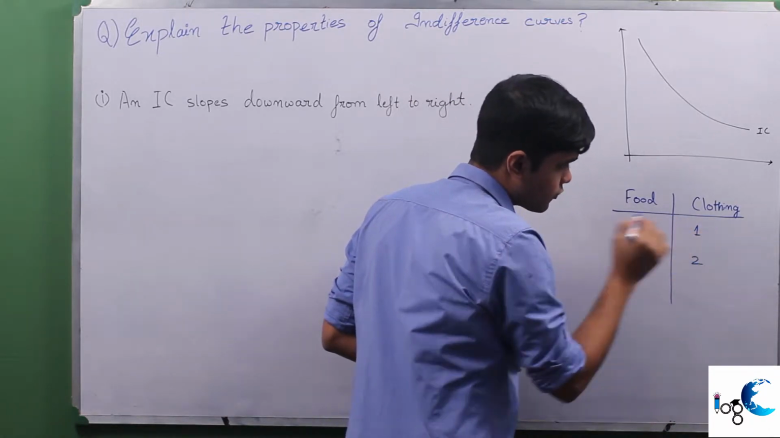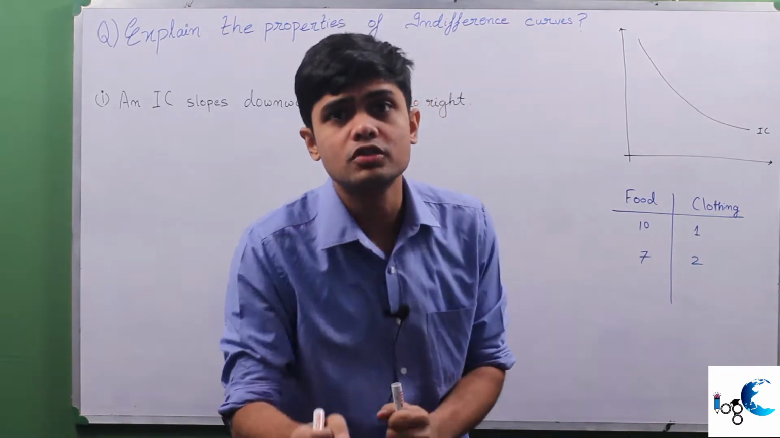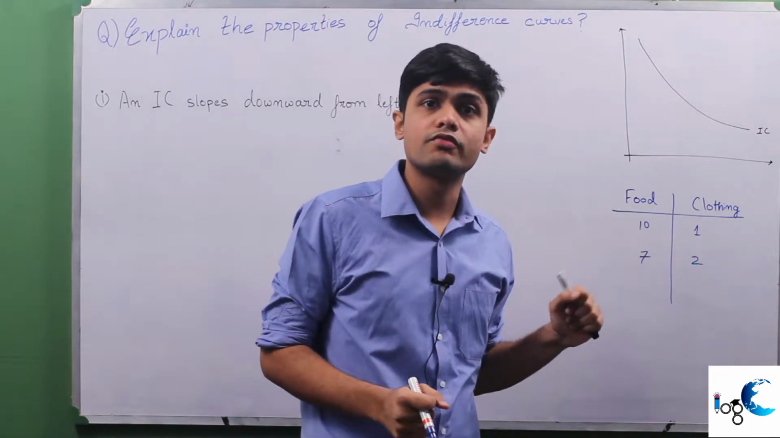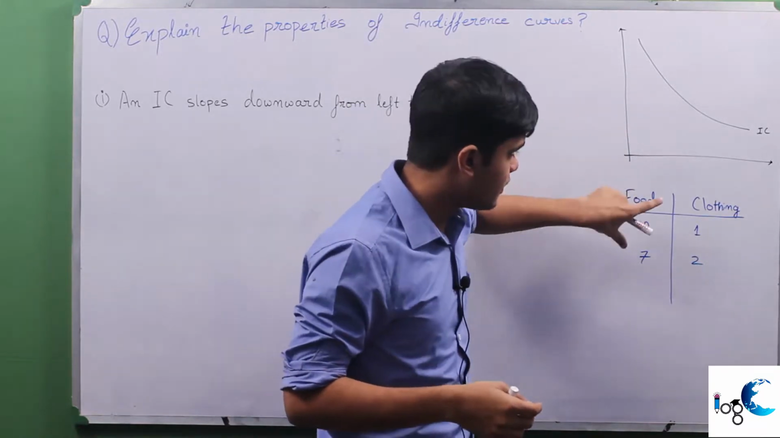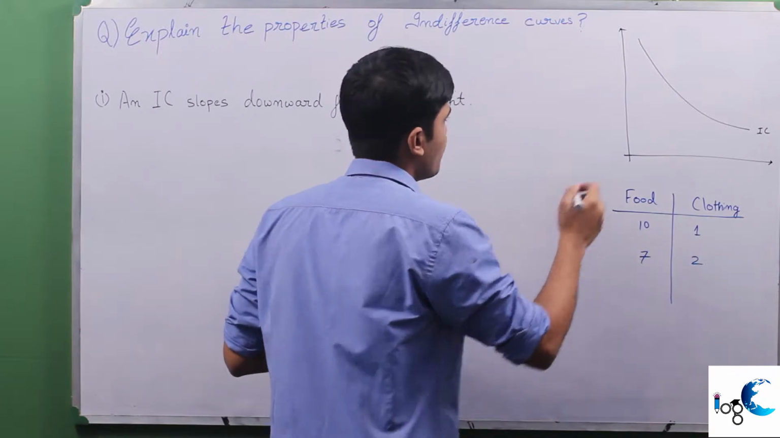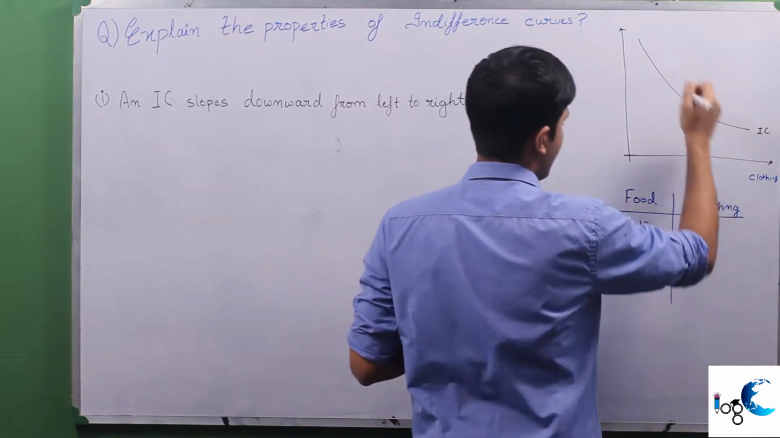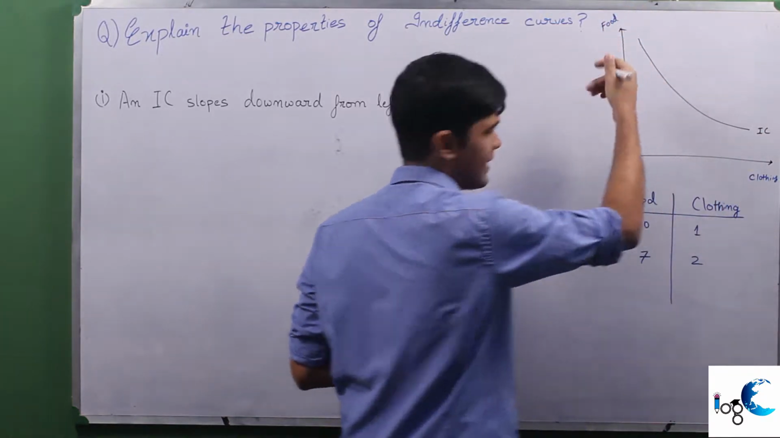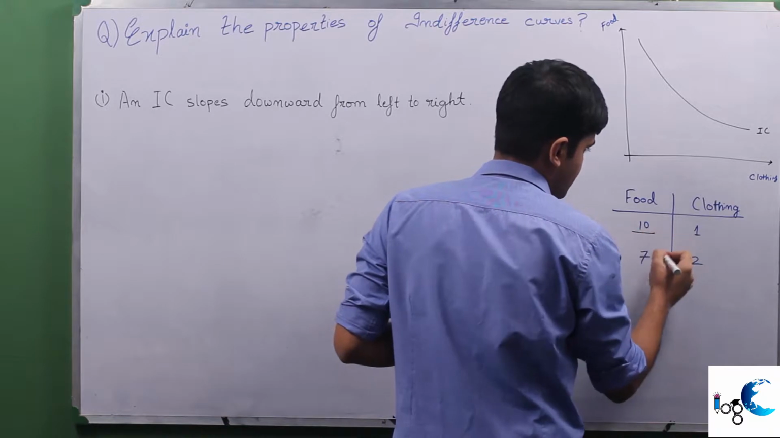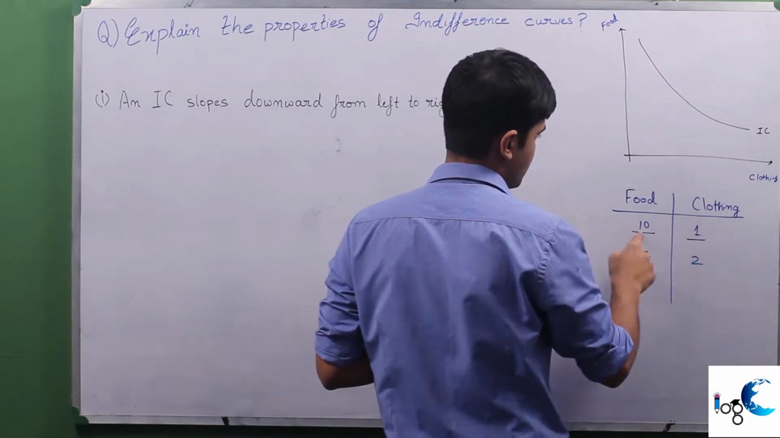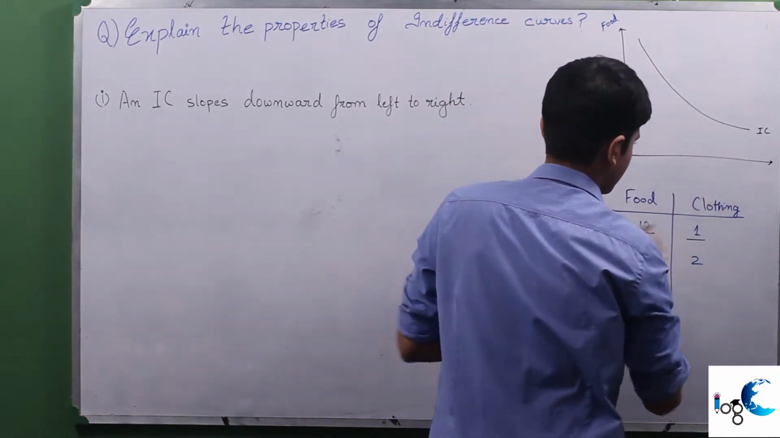In order to get one more unit of clothing, you are giving some amount of food. So in order to get some units of, say, commodity X, you need to give up some units of commodity Y, and that is the reason indifference curve slopes downward from left to right. Now I know you may not get it from here, so let us picturize this with the help of a graph. Let us measure clothing here, and let us measure food here.